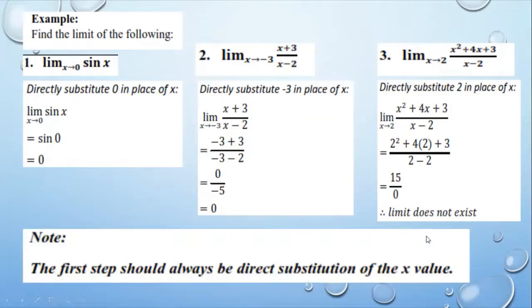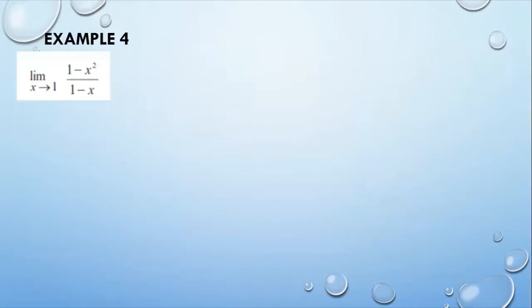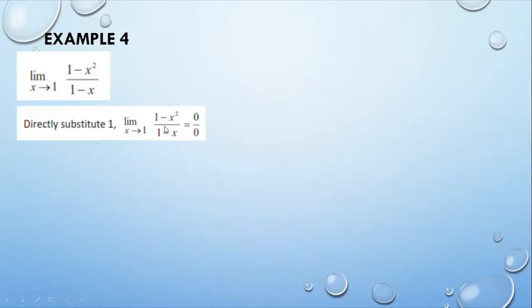Now the fourth one, let me show you. I think this is not in the worksheet that was given to you. It says limit as x approaches 1, 1 minus x squared upon 1 minus x. Now, instead of x, you have to put 1. When you put 1, you will see 1 minus 1 squared is 0, and then 1 minus 1 is 0. So you're getting 0 upon 0.